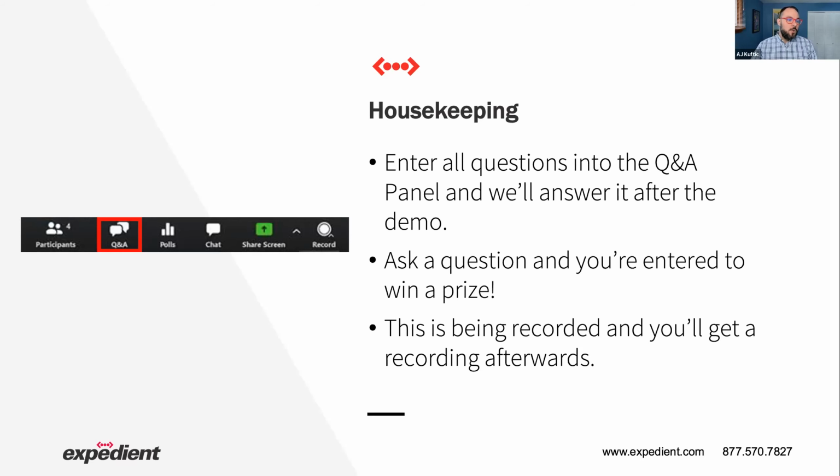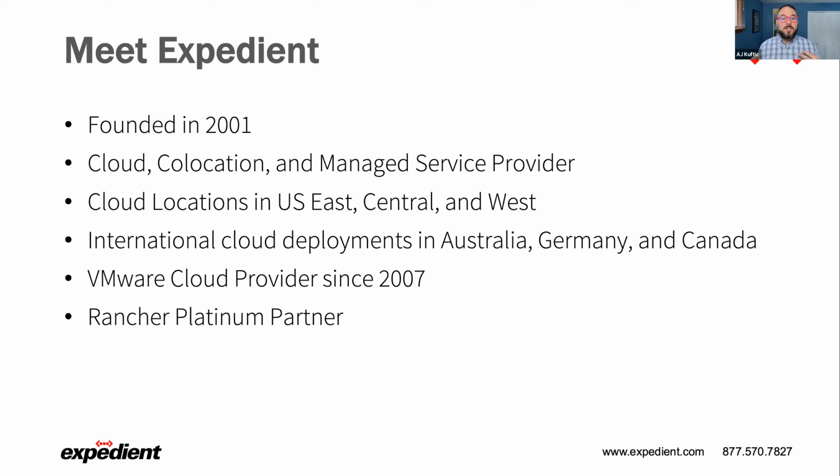For those of you who are new to Expedient, we were founded in 2001. We started in co-location, moved into managed services, and are now in cloud. We have cloud locations US East, Central, and West, so we cover the entire US. And we have international cloud deployments in customer sites in Australia, Germany, and Canada. So if our cloud locations don't work, we can bring that cloud to you. That applies domestically as well. If we're not in an area where you'd like us to be, we can put that cloud there for you.